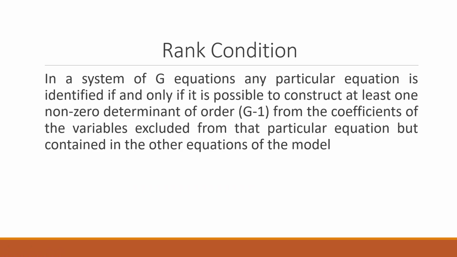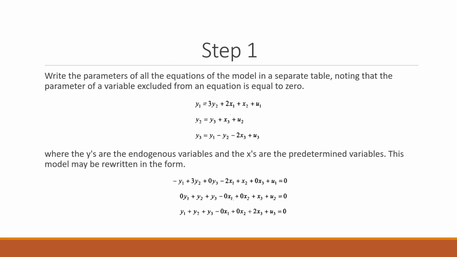Next is the rank condition. After establishing the order condition, we will have to go for the rank condition. In a system of G equations, any particular equation is identified if and only if it is possible to construct at least one non-zero determinant of order G minus 1 from the coefficients of the variables excluded from that particular equation but contained in the other equations of the model. This is a definition. When I give you an example, you will understand these things very nicely. Let's proceed further.